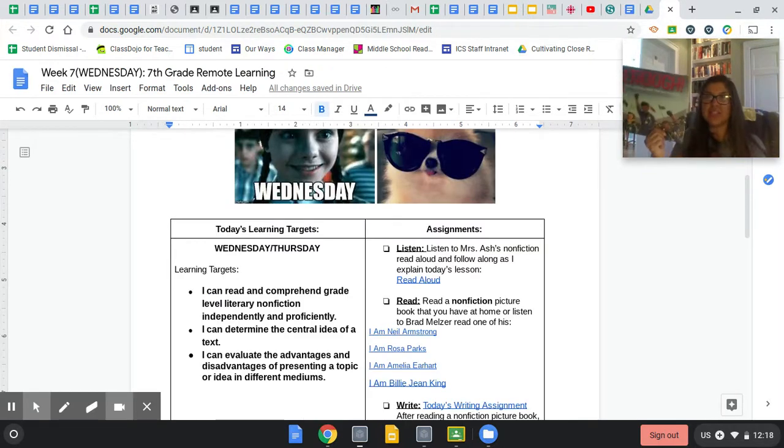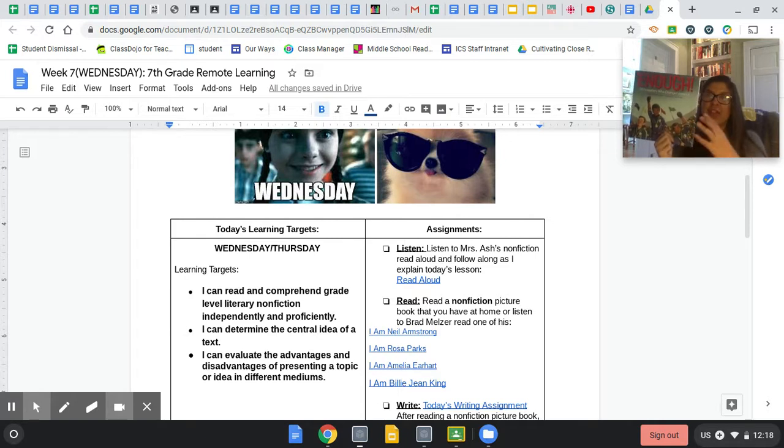Sometimes the author decides, I have this really important information and I want to put it into the form of a picture book. Picture books aren't just for kindergartners, first graders, maybe second graders before you start reading chapter books. I've told you this many times. Picture books are for everybody. And we'll take a look at the advantages and disadvantages of each medium.